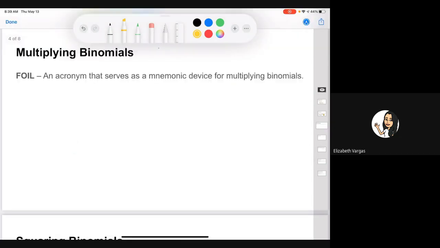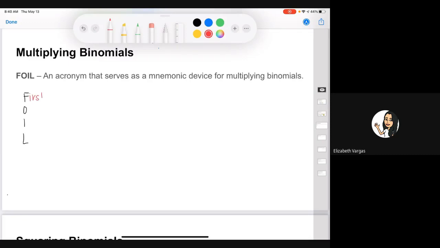Okay. So now we're going to work with FOIL. I'm sure that you've seen FOIL before, but we're just going to go ahead and go over it. FOIL is another way to multiply polynomials together. FOIL basically stands for, and I'll write it out here. We call this the FOIL method.